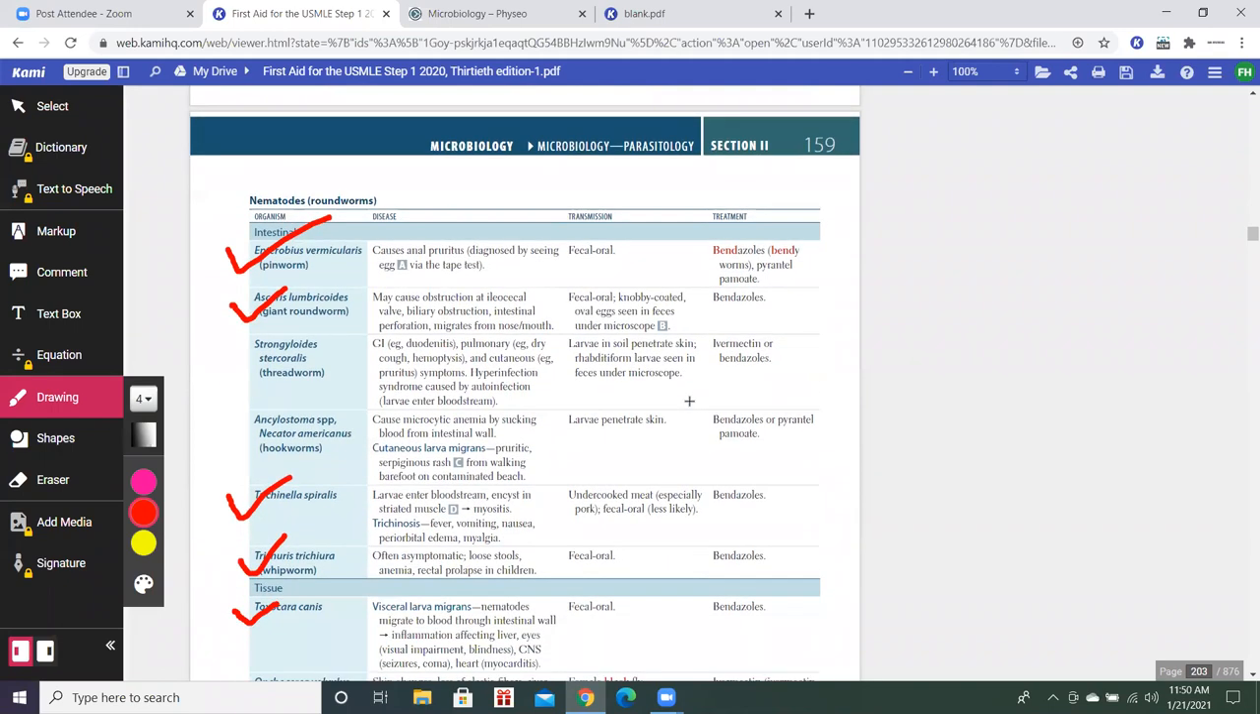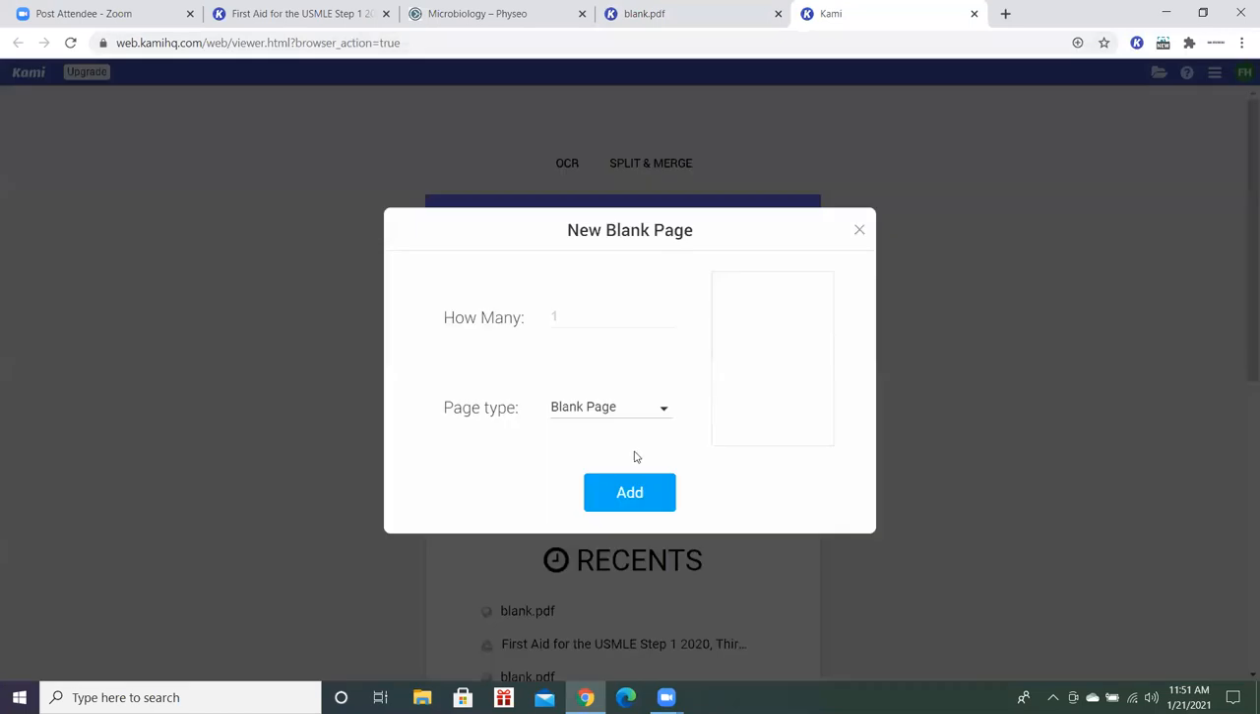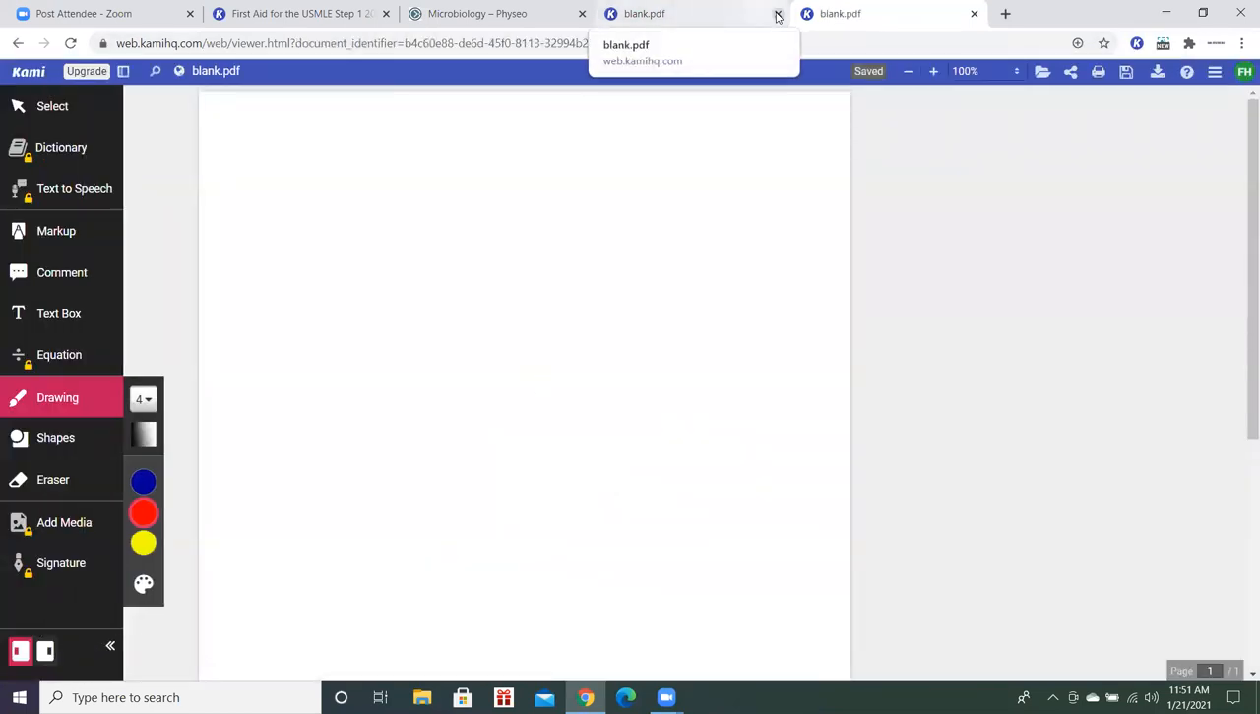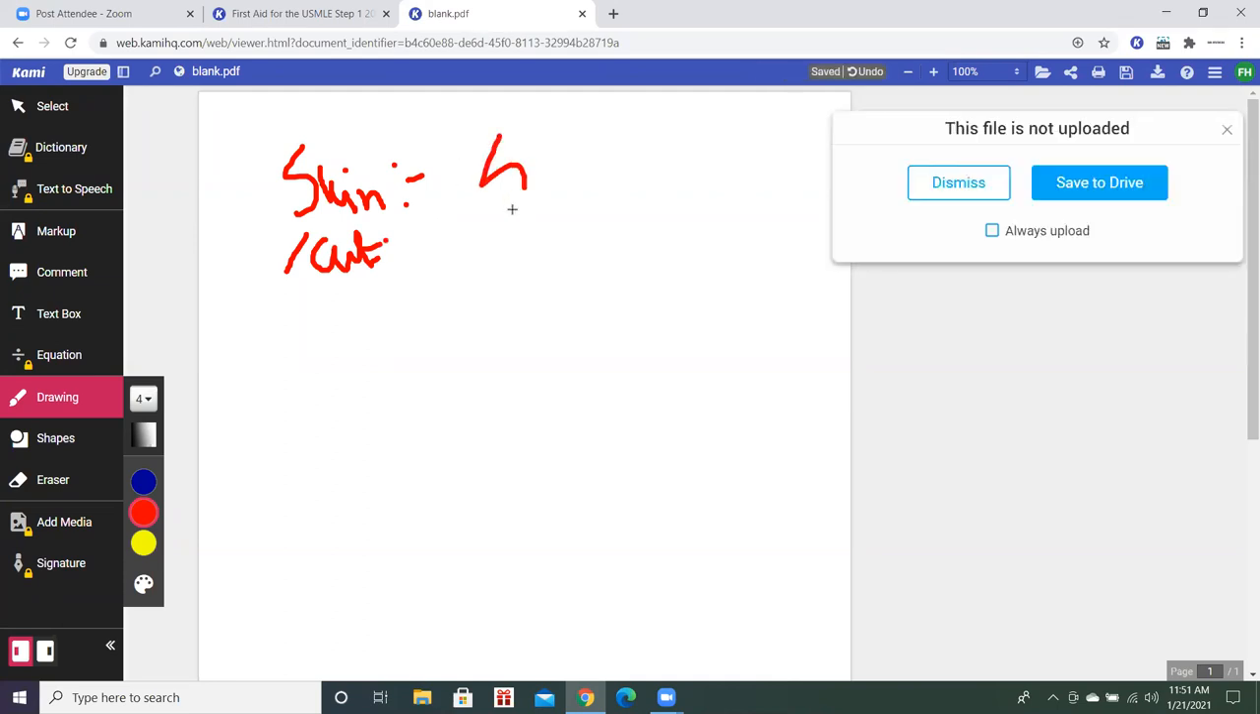Now, next one which we want to focus on is cutaneous nematodes. Cutaneous nematodes are the ones present on the skin that can cause cutaneous or dermatological disease. It is known as S-A-N. S-A-N stands for Strongyloides stercoralis, Ancylostoma duodenale, and Necator americanus. Now, the first one that I want to talk to you about is Strongyloides stercoralis, strongyloidiasis.